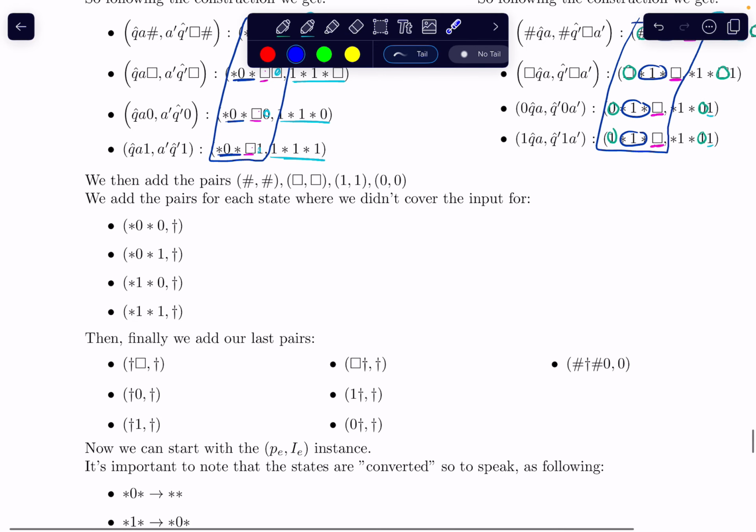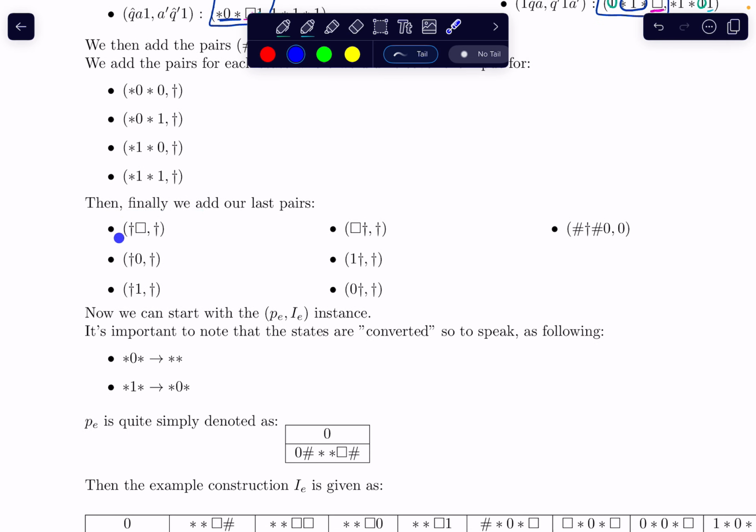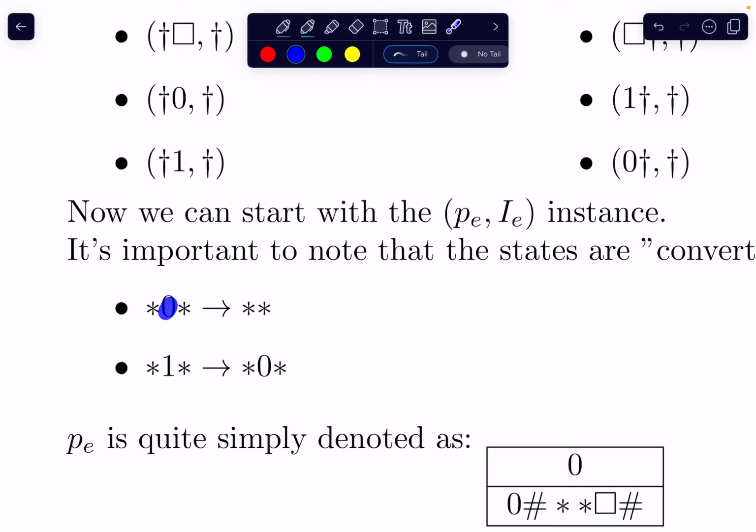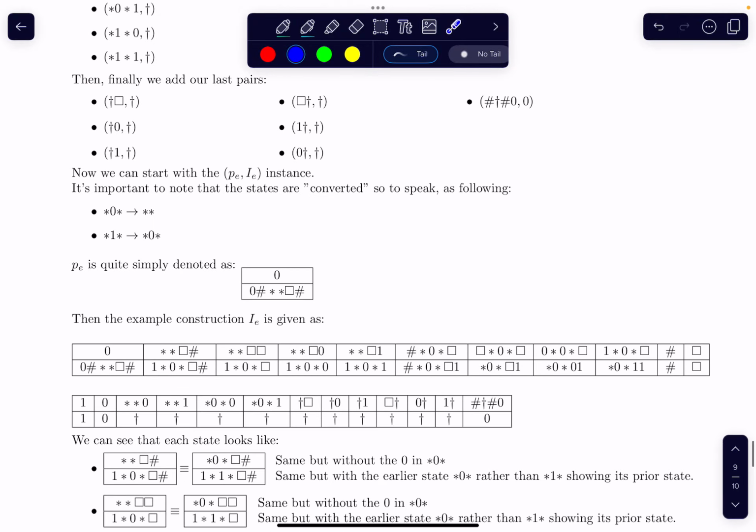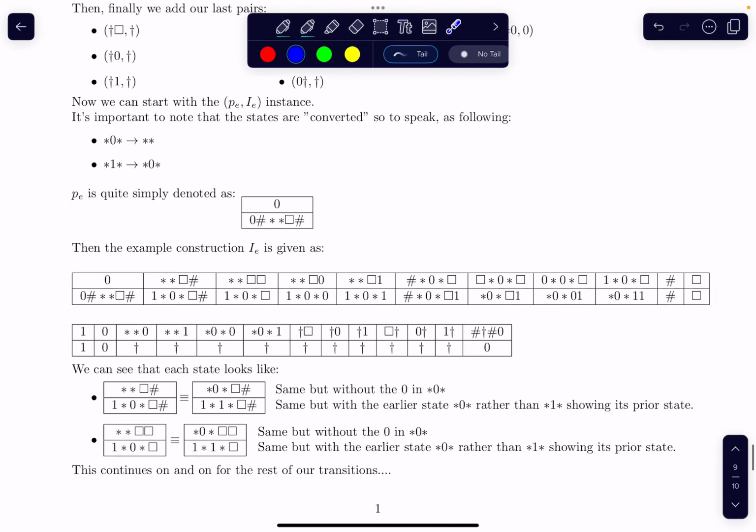Once we're done, we finally just add these pairs, which are always given. So they're always going to be these guys. We always add them, right? They never change. We're always going to add these. So before we start with a PE instance, it's important to note that the states are converted, so to speak, as following. For example, the 0 is going to be given like this, and the 1 is going to be given like this.